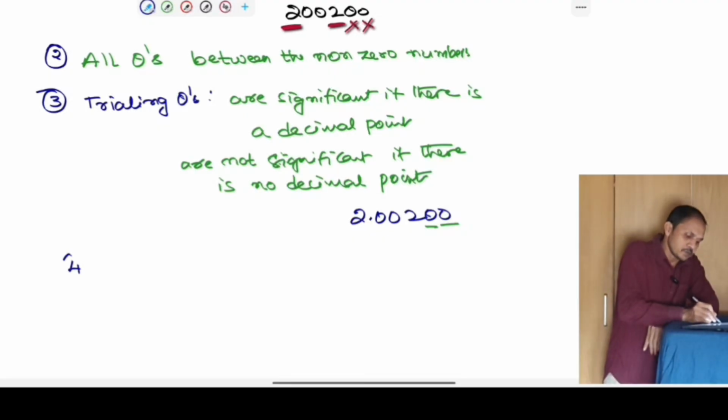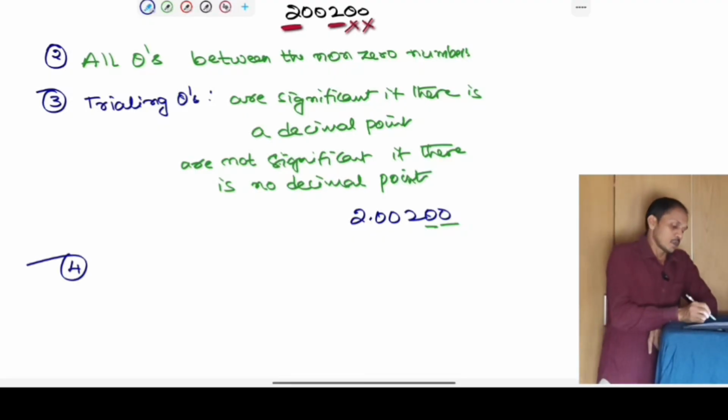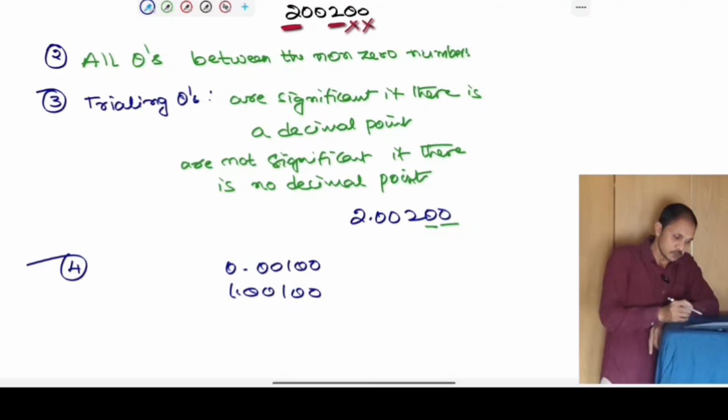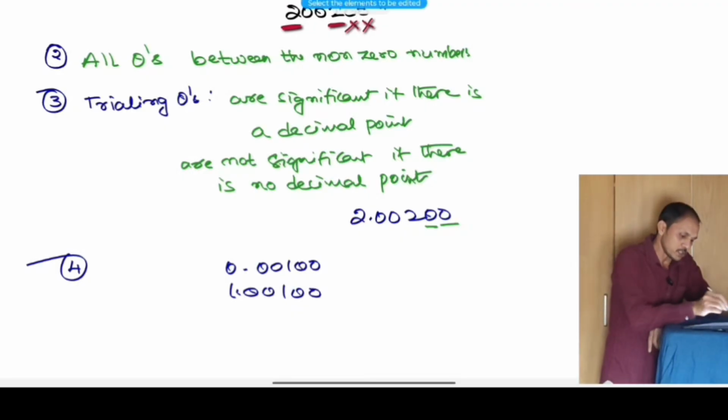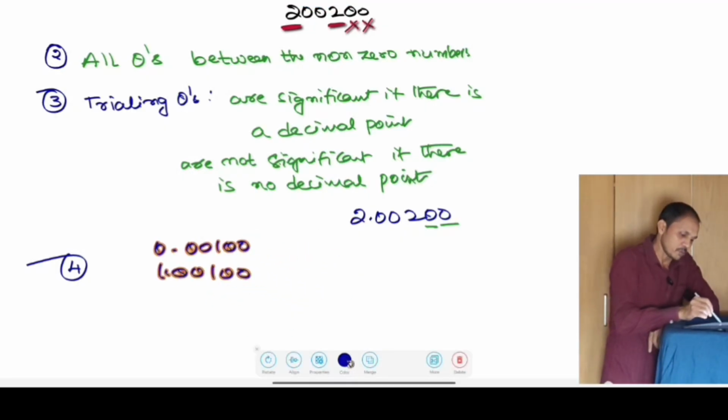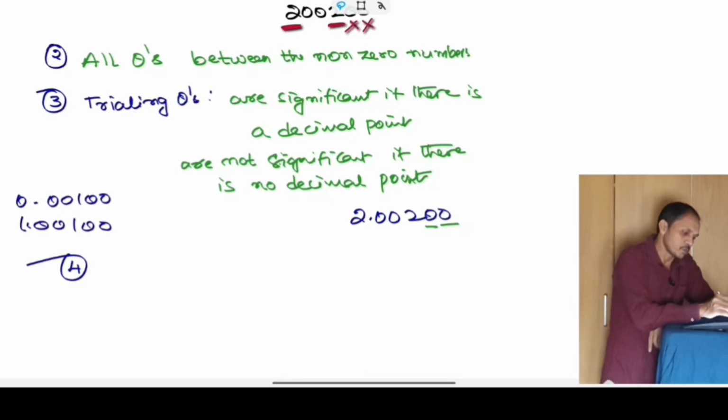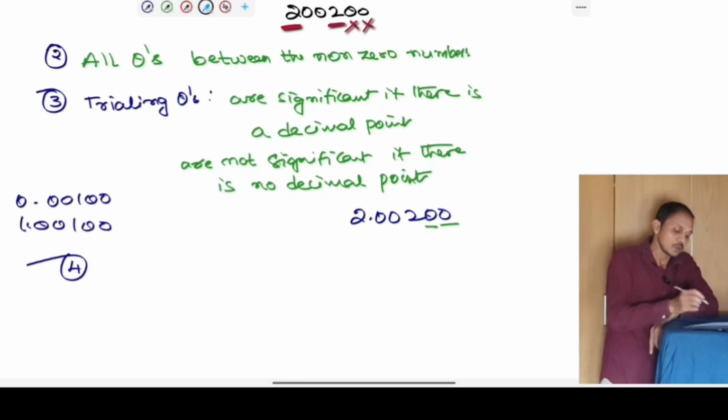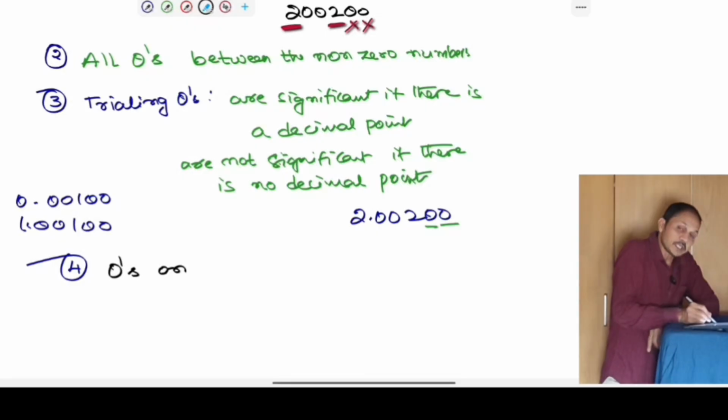Next rule is, suppose there is a number like 0.00100 or 1.00100, such type of numbers. Then what to do? Let us see. So first, the zeros on the right side of the decimal point, on the immediate right side of the decimal point.